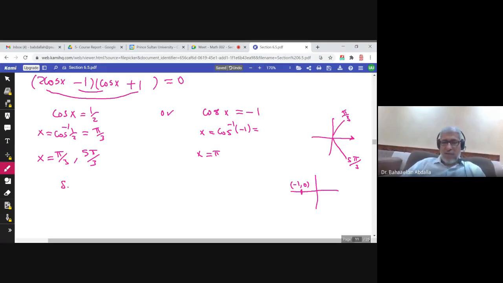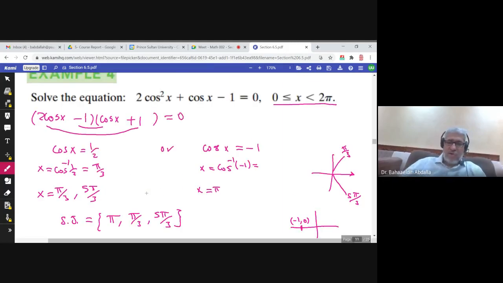So now the solution set of this equation, we have three solutions. We have pi, pi over 3, and 5 pi over 3. All of these are solutions of this equation, and you can check them.